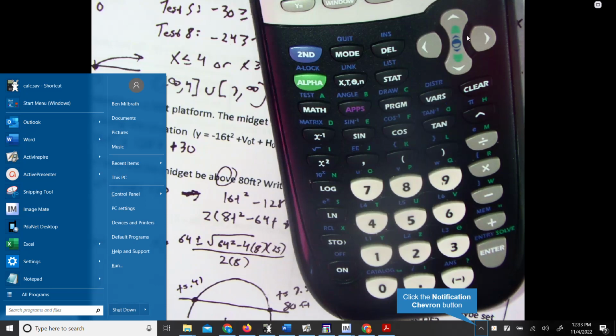16/9, 16/3. It's going to be 31/3 greater than 32/3. That's false.